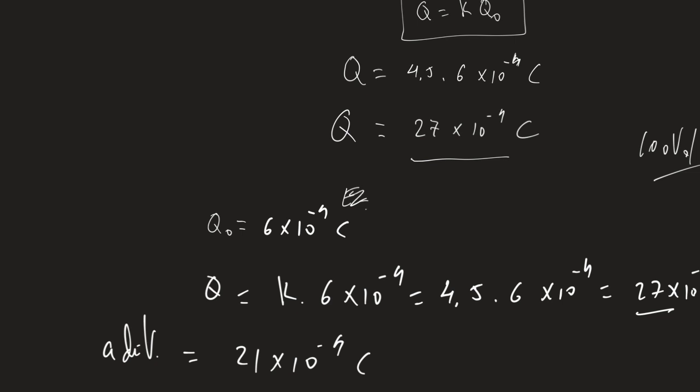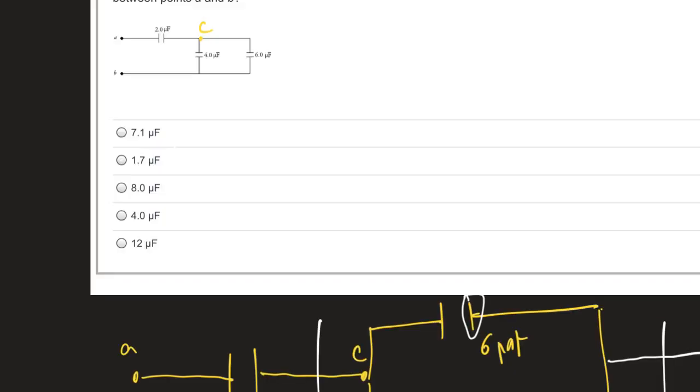If you read carefully what the problem is asking, it asks for the additional charge. The additional charge is the difference between the new charge that you have found, K times the old one, minus the old one. So this is the additional charge. Let's go to see the next one.